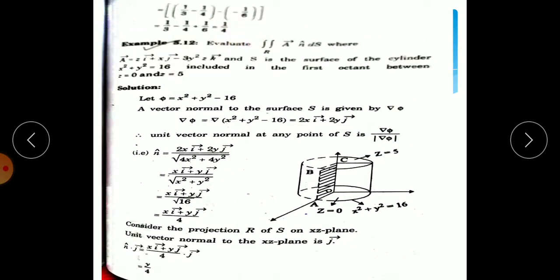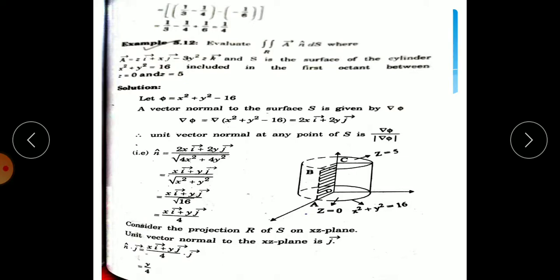So double integral over s f vector dot n cap ds can be written as x equal to 0 to 1, y equal to 0 to 1 minus x into that term. Now, as usual, we have to integrate y and then apply the limits and then integrate x and then apply the limit and get the answer. That is 1 by 4.